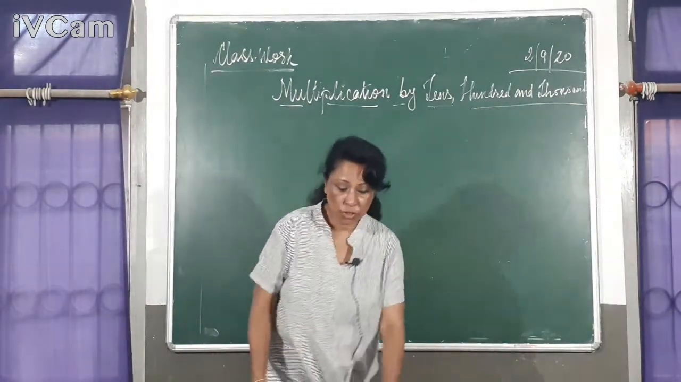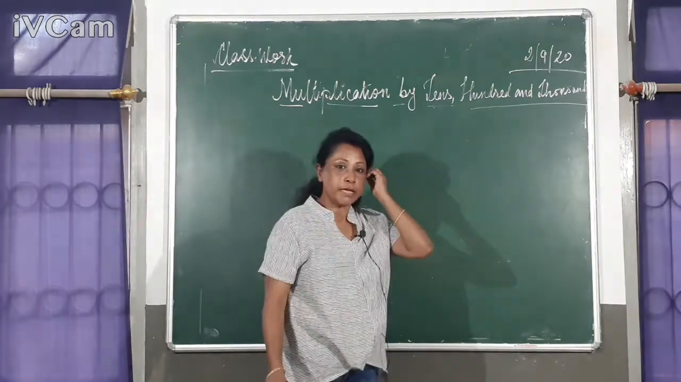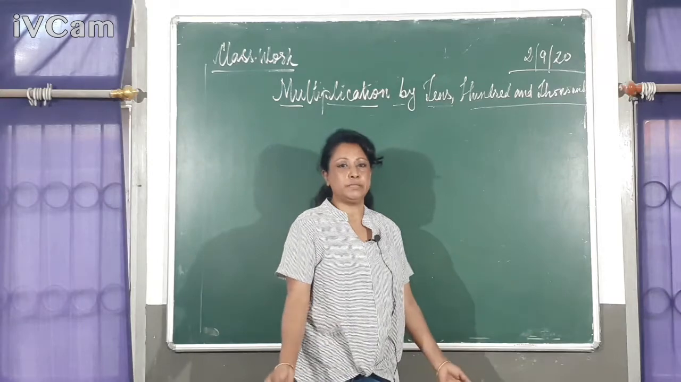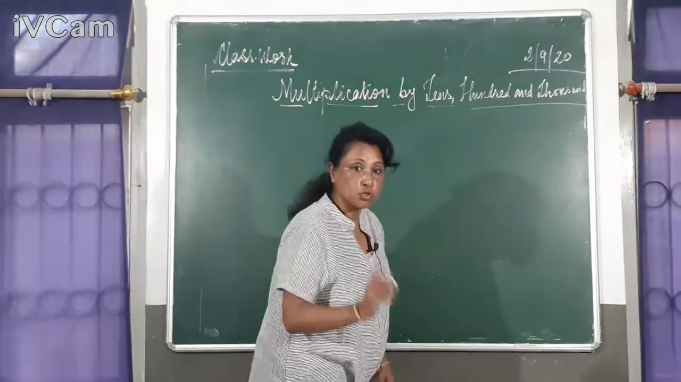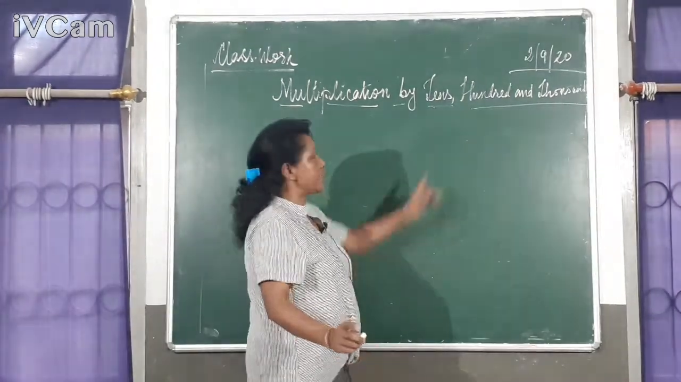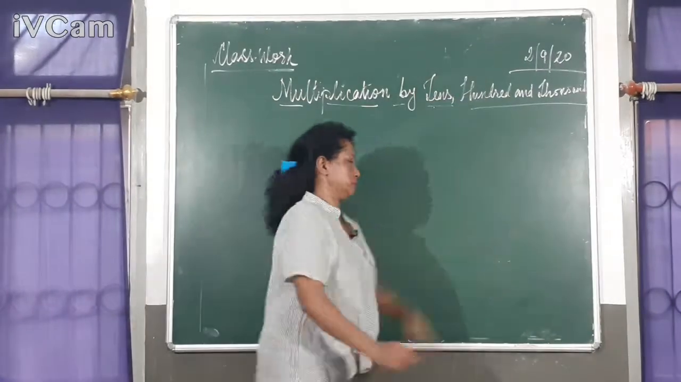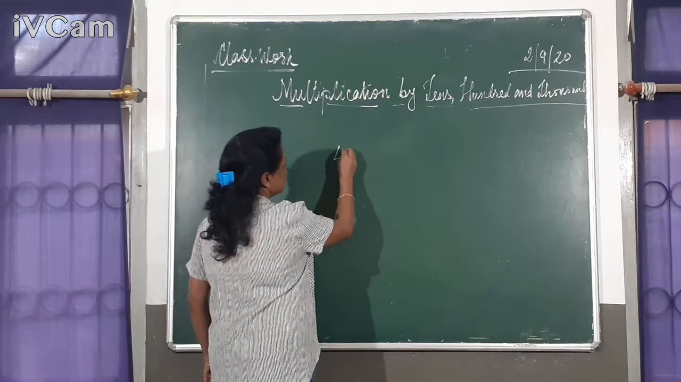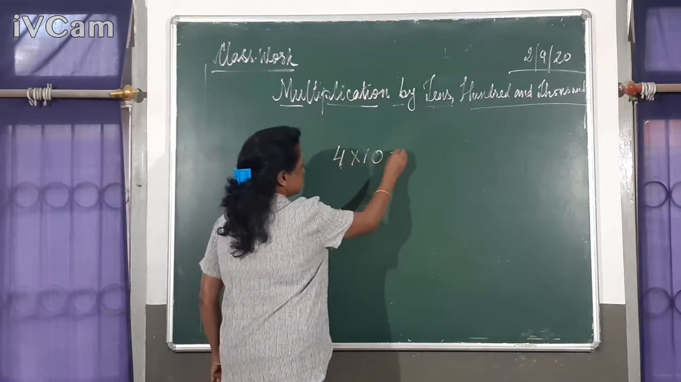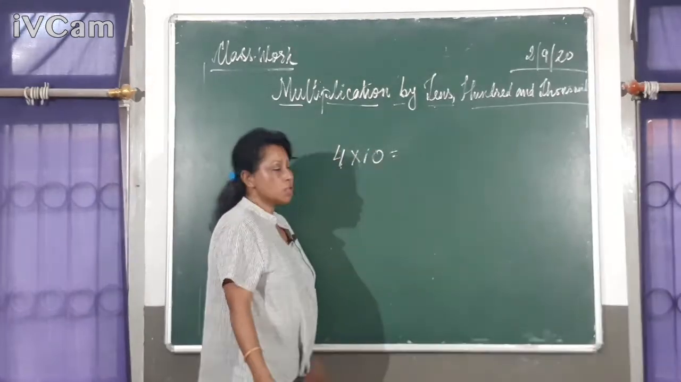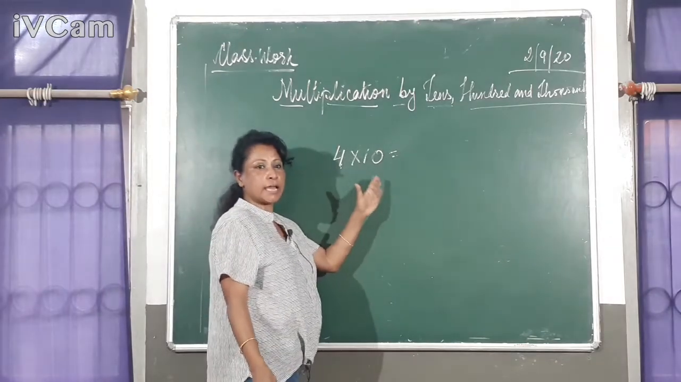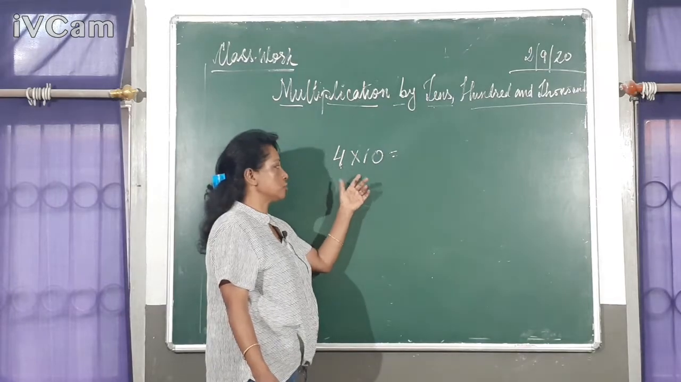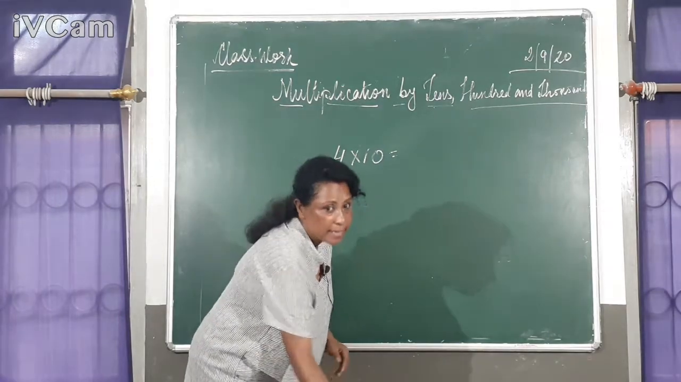Right? It looks very big. The number seems to be very big, like 100 and 1000, but it becomes very simple, right? So I'm going to teach you how to do multiplication with tens, 100 and 1000. If you have this short multiplication, first I'll show you this short multiplication: 4 multiplied by 10.